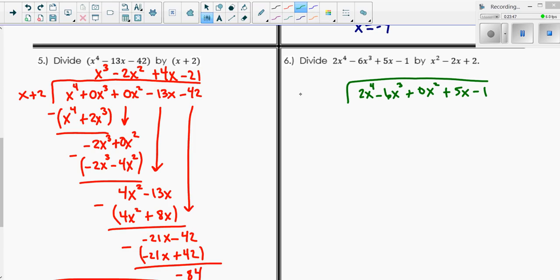So I'm going to divide this whole thing by x squared minus 2x plus 2.